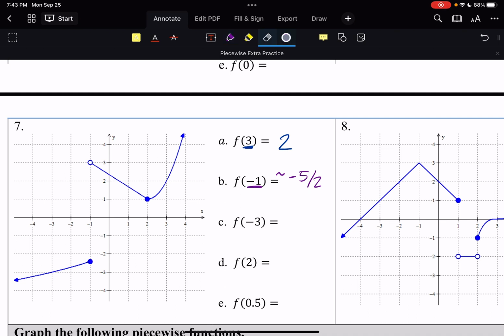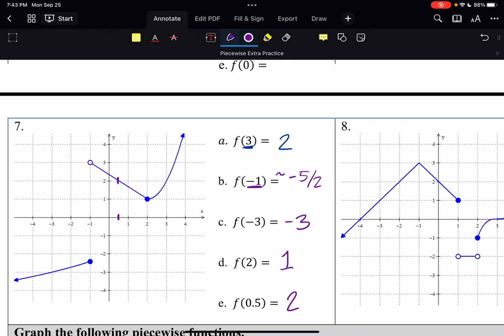On my next one, I have f of negative 3. So my x is negative 3. My y is also negative 3. When I have f of 2, that's easy. That point is right there. f of 2 is going to be a positive 1. And then f of 0.5, or f of 1 half, let's go partially between 0 and 1. That is roughly right here, and on my graph falls about there, so that gets me 2.